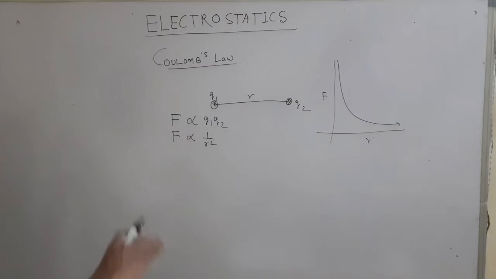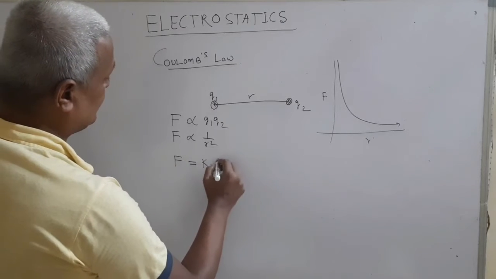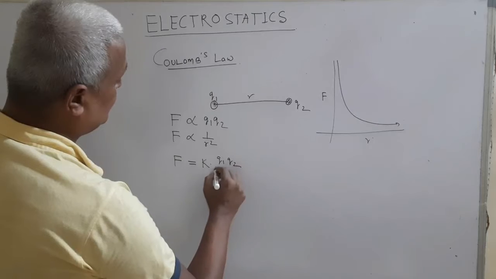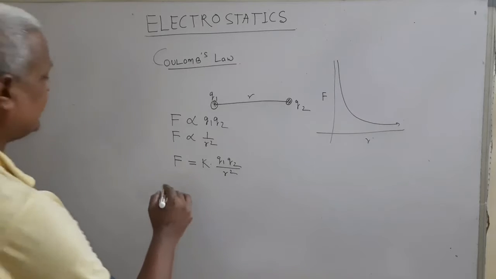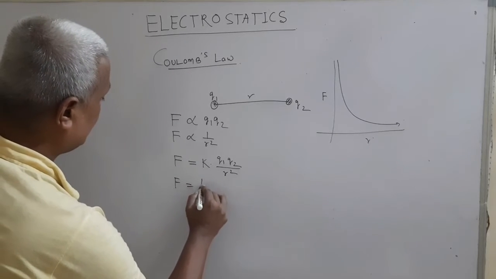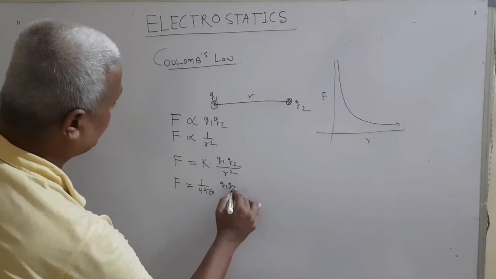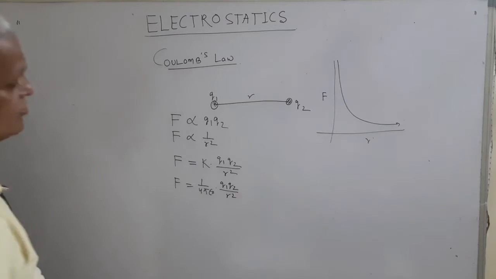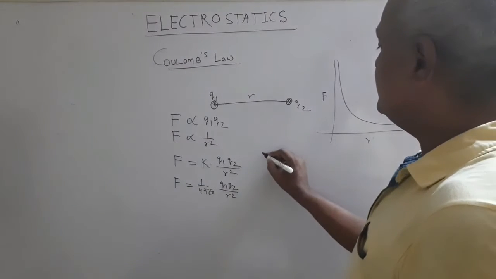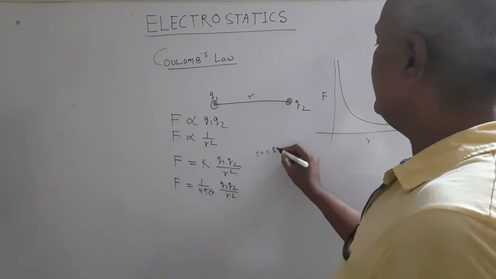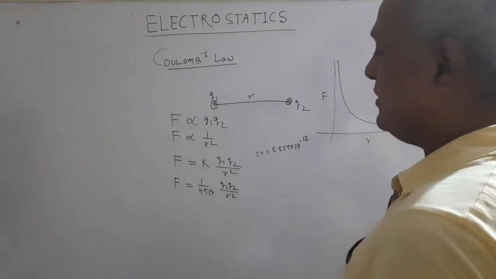Now when he combined these two, he found one single law, that is F equals K, the constant of proportionality, Q1 Q2 over R square. Later it was found experimentally that the value of K is 1 upon 4 pi epsilon naught, Q1 Q2 over R square, and this epsilon naught is a quantity whose value is 8.854 into 10 to the power minus 12.